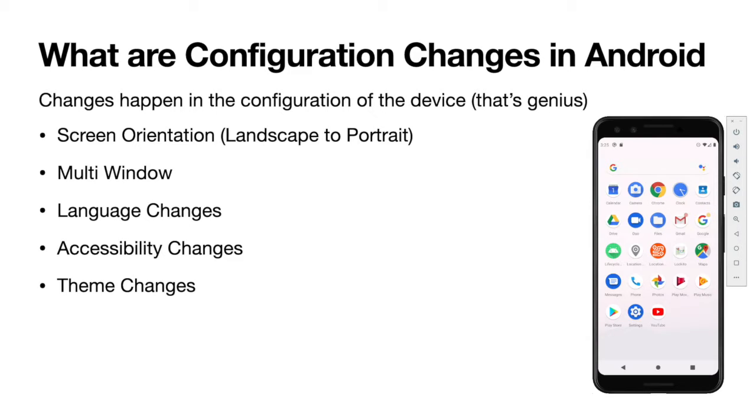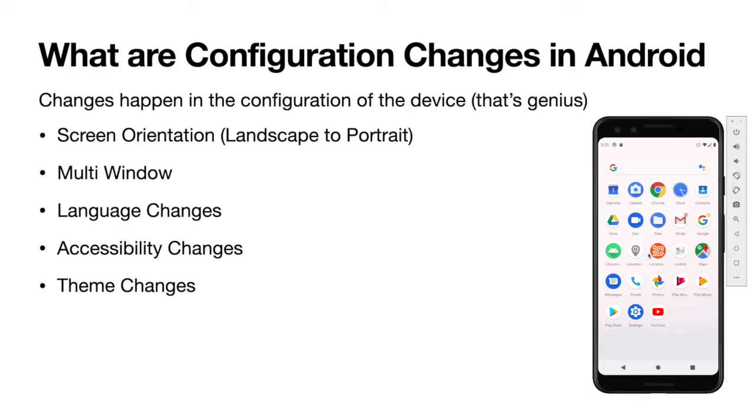So what do I mean by configuration? There are various configurations in the device which can change, and it can change because the user took some action. It can change if the device or operating system in itself took some action. So some of the basic configuration changes are screen orientation, multi-window, language changes, accessibility changes, and theme changes. So I will jump right into what is screen orientation.